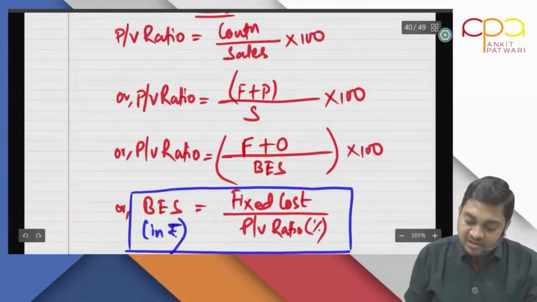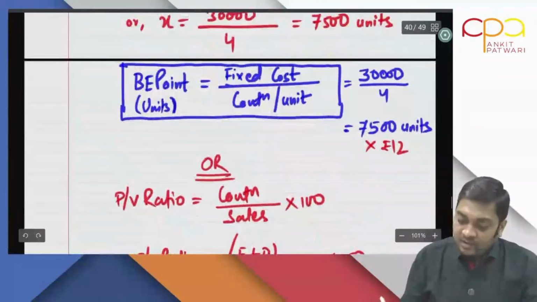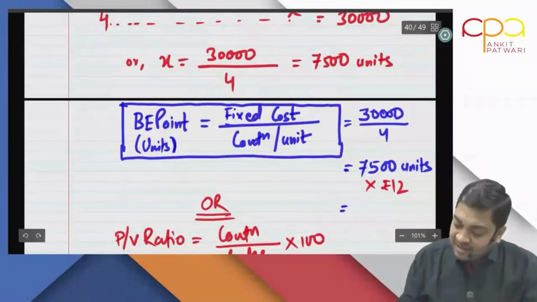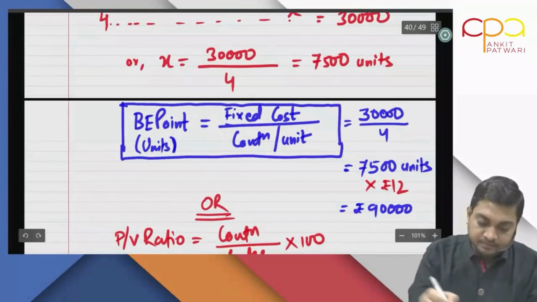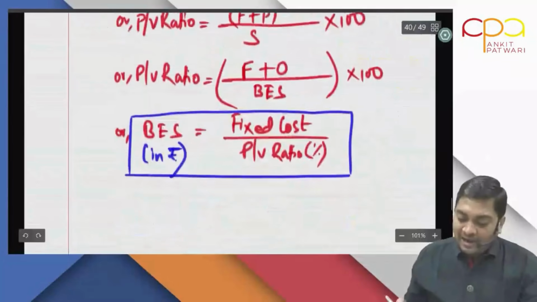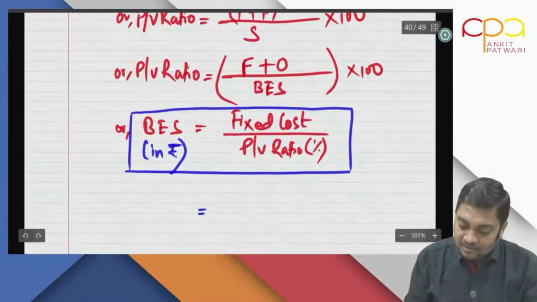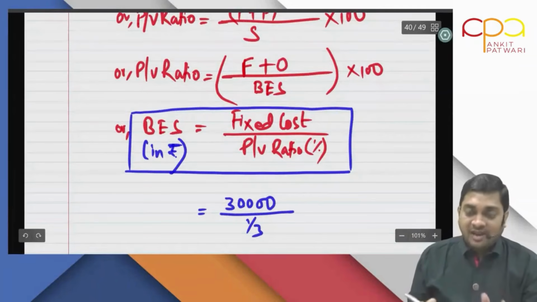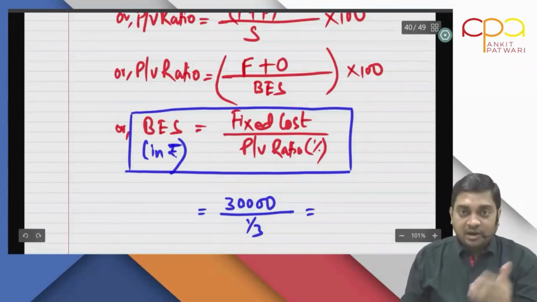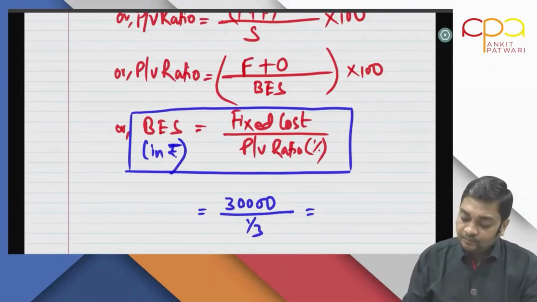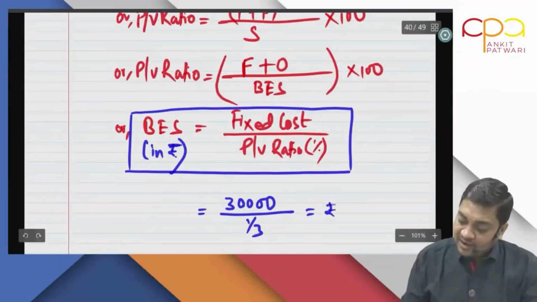And this is in rupees. Mark my words. First you calculate in units, then multiply with selling price. So you get 90,000 rupees. Or you can also calculate like this. It's very simple. Fixed cost is 30,000 divided by 1/3. Let us keep it in fraction, because decimals are there. So you get 90,000.